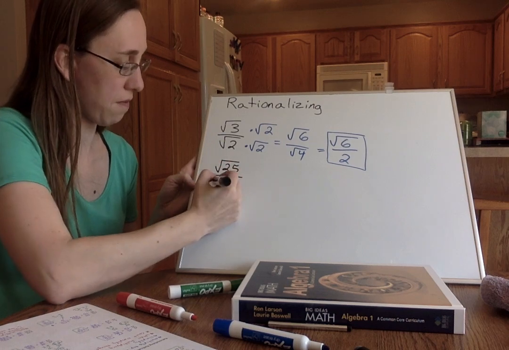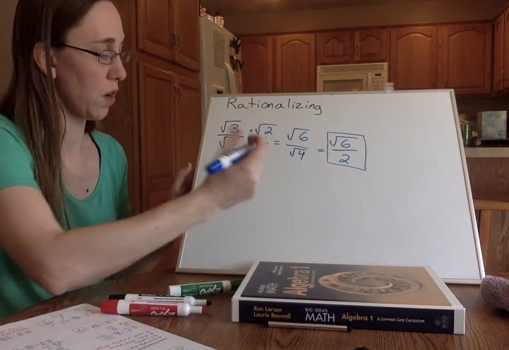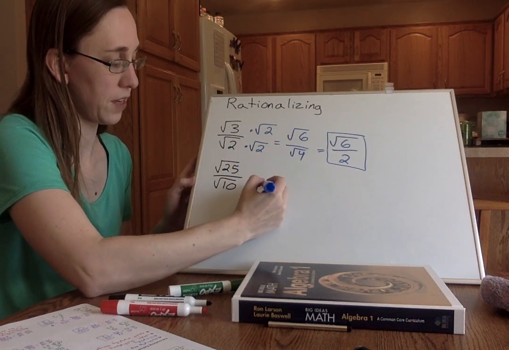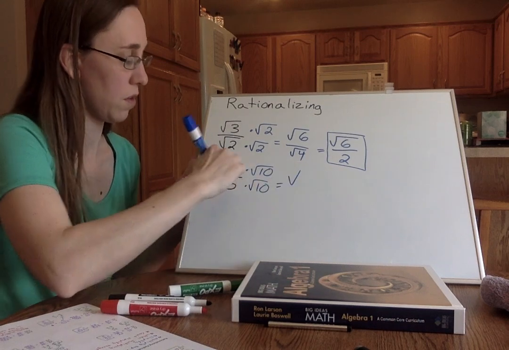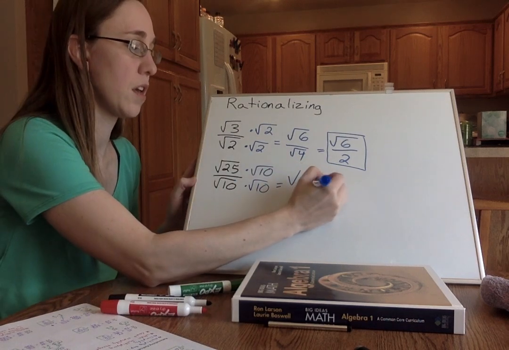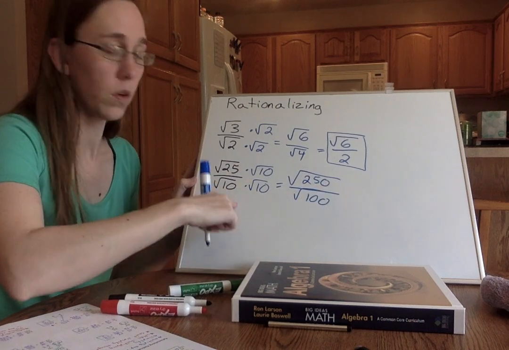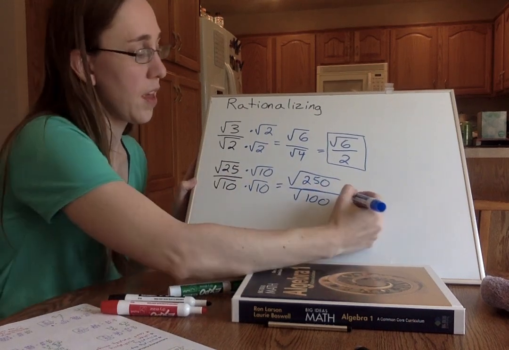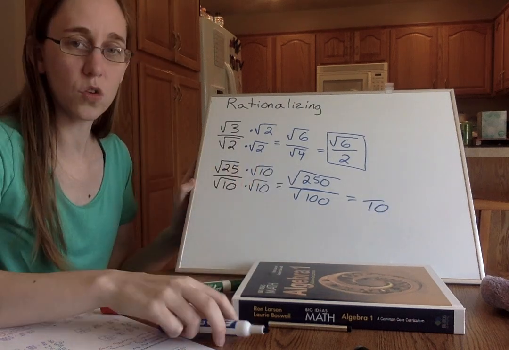Square root 25 over square root of 10. So we're going to multiply by square root of 10 on the top and the bottom. That gives me, well, 25 times 10 is 250, and 10 times 10 is 100. Well, square root of 100 is 10, so we know we have a 10 in the denominator. Then we have to do the 250.